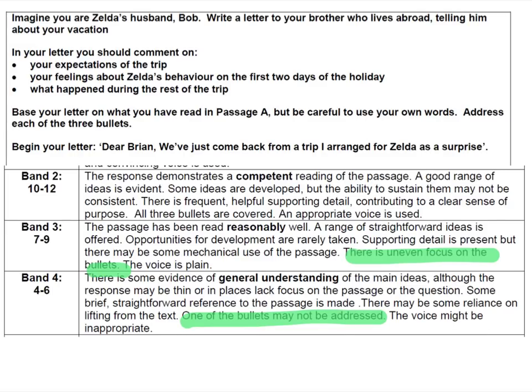So in general, aim for a wide variety of points. Look for clues on how to develop them. So A2 here is your feelings about Zelda's behaviour on the first 2 days of the holiday. So the obvious points are how she behaved, and the development was how you felt. Sometimes the bullet point will actually be divided into 2. It will have two phrases separated by "and", or you can rephrase it to make that clearer. So for this one, it's 1. Zelda's behaviour, and 2. Bob's feelings about it.